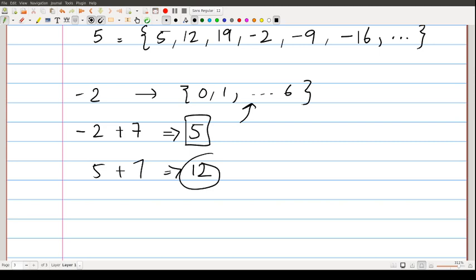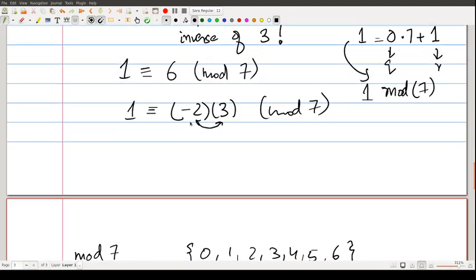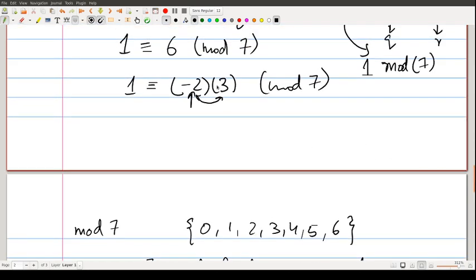So 5 is the equivalent remainder. We are talking about mod 7, right? The inverse that we found was minus 2. But remember, in mod 7, any number that is outside 0 to 6 is equivalent to a number in 0 to 6 when you divide it by 7 and find the remainder. Which is why minus 2 is the same as 5, because you get a remainder of 5. It's identified in this class.